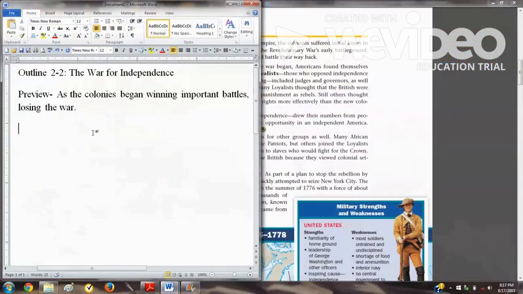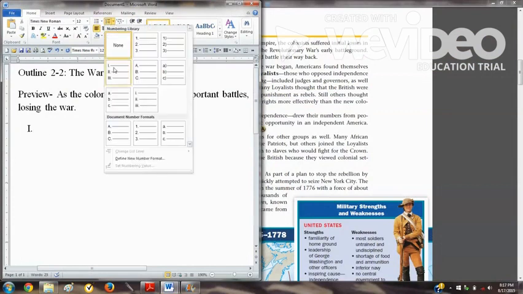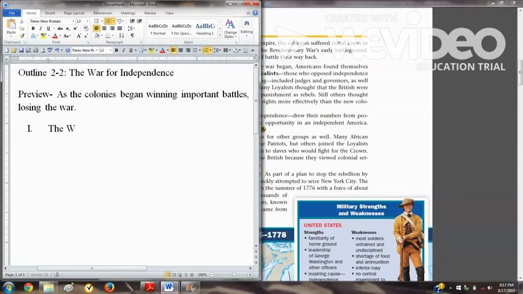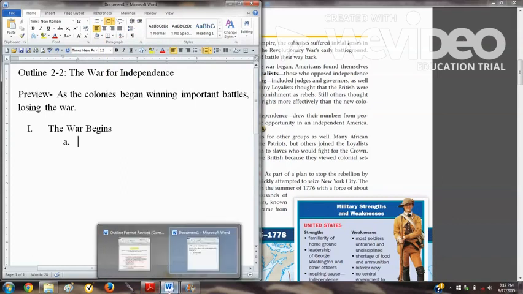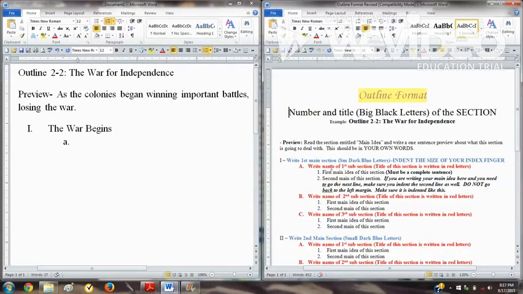And we're going to use the Roman numeral keys here. There's Roman numeral 1. The war begins. Okay. Next thing our outline tells you to do is to find A. All right, so there we go. A, write the name of the first subsection. These should be in red letters.